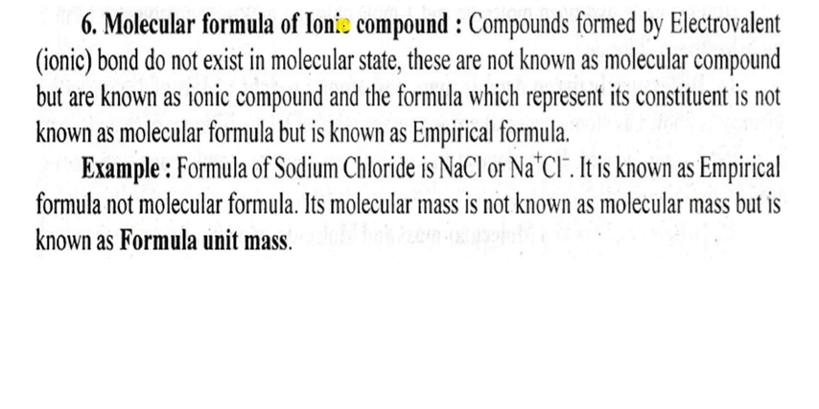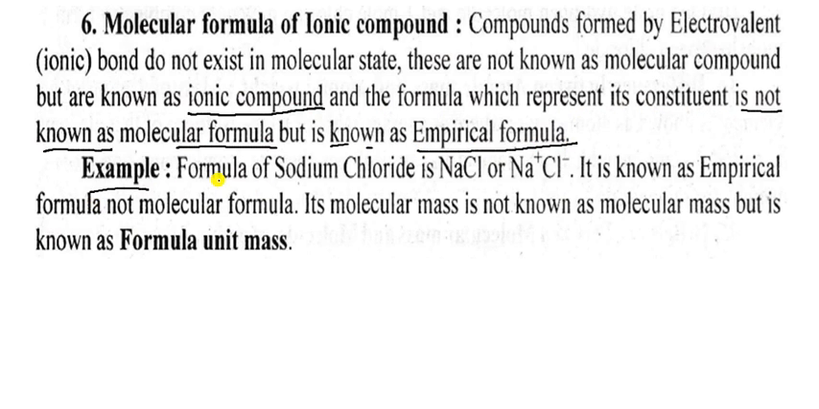Now molecular formula of ionic compound: compounds formed by electrovalent, that is ionic bond, do not exist in molecular state. These are not known as molecular compounds but are known as ionic compounds, and the formula which represents its constituents is not known as molecular formula but is known as empirical formula.